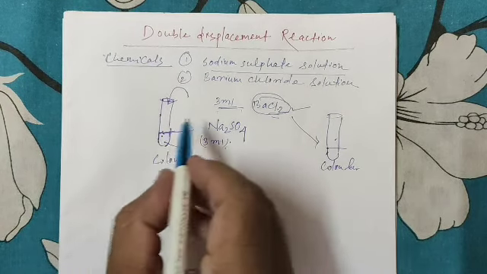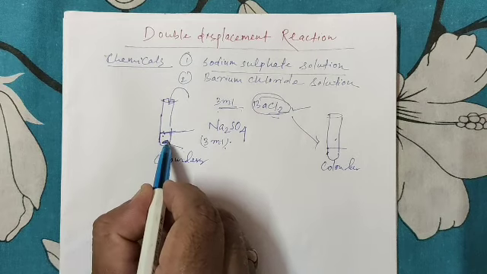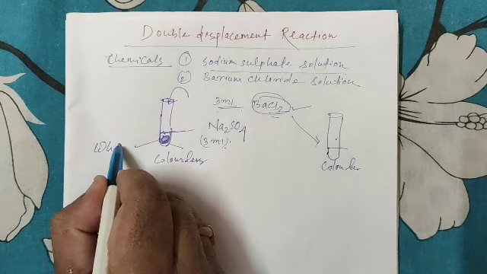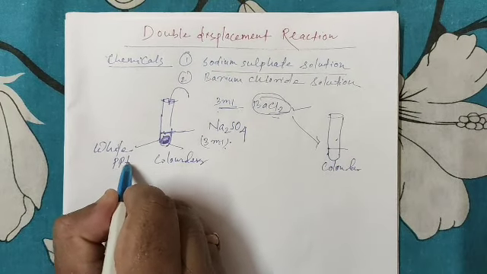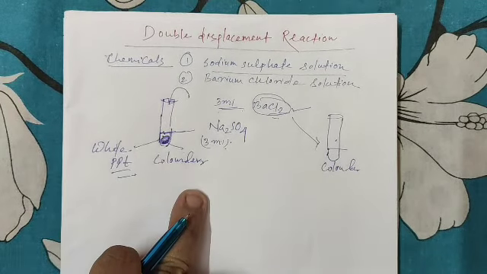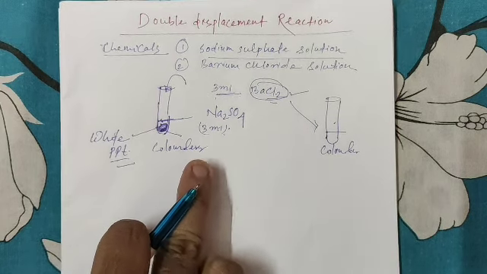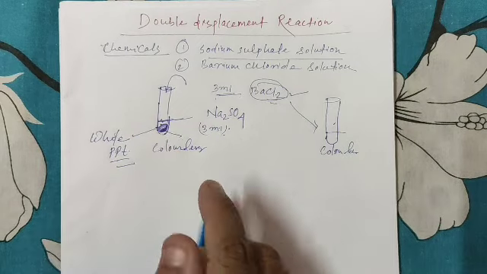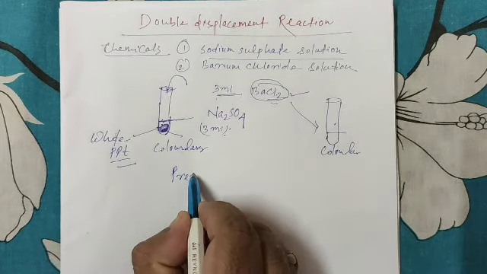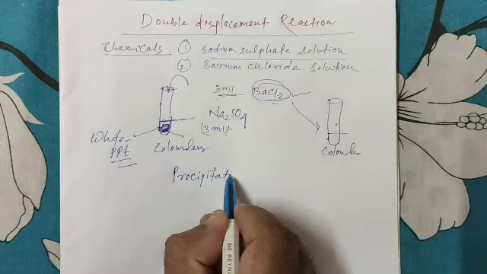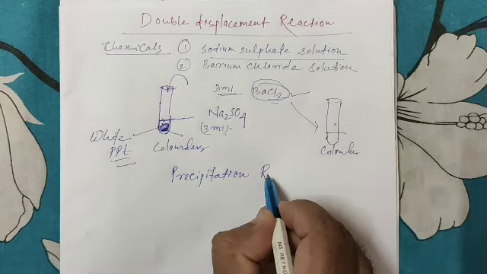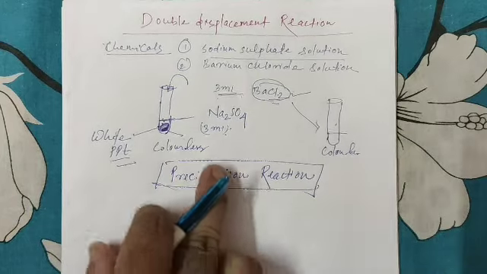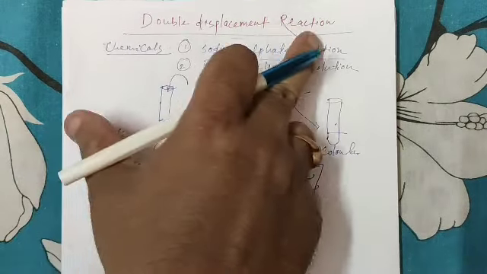After adding, some reaction will happen, and you will get some white color precipitate. So precipitate formation happened. Such type of reactions are also called precipitation reaction. Here I am taking double displacement reaction.